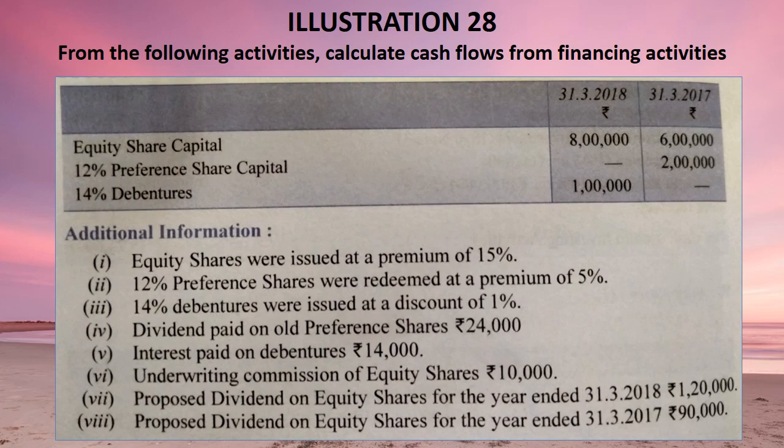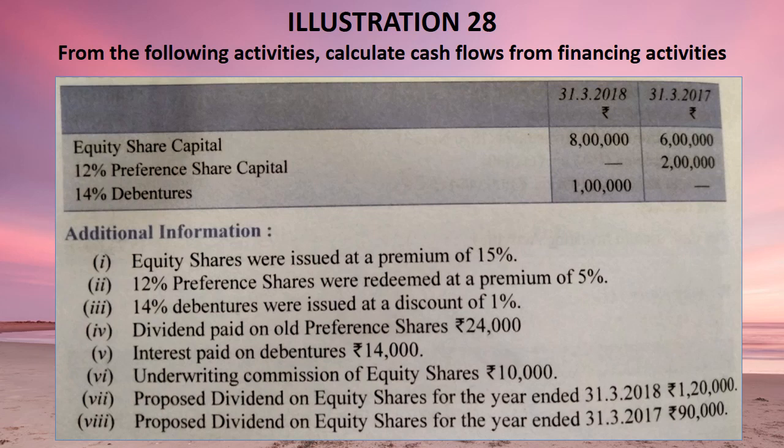Point 7, proposed dividend on equity share capital for the year ended 31st March 2018, 1,20,000. This is for the current year. See, proposed dividend means the proposal was kept in front of the directors in the annual general meeting. Until and unless that amount is paid, no subtraction is done. Point number 8, proposed dividend on equity shares for the year ended 31st March 2017, rupees 90,000.